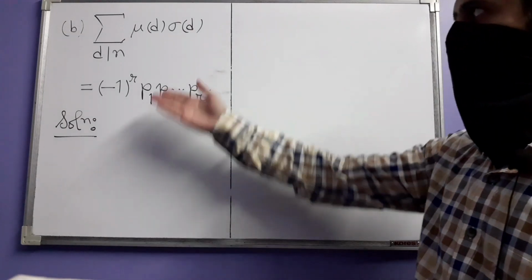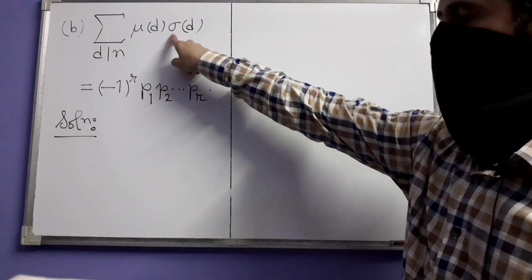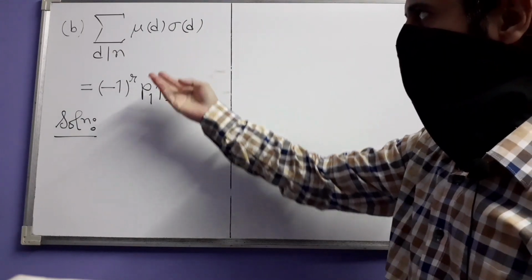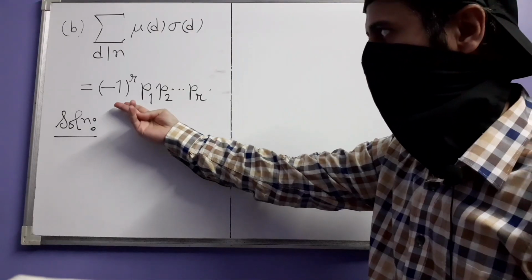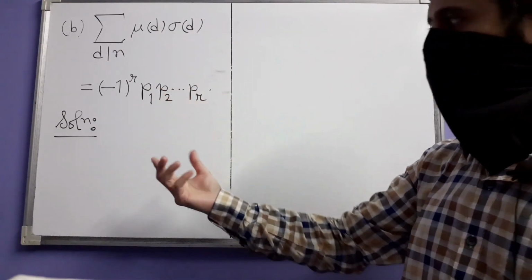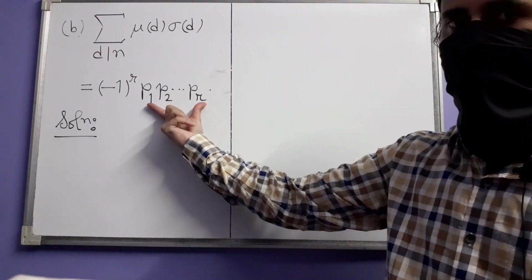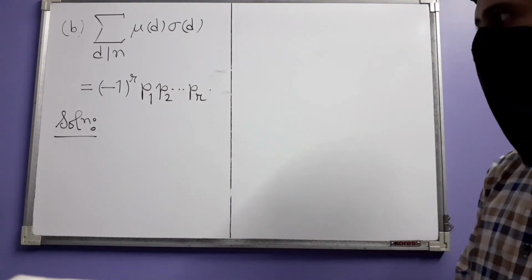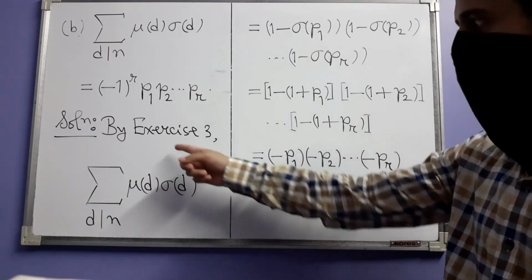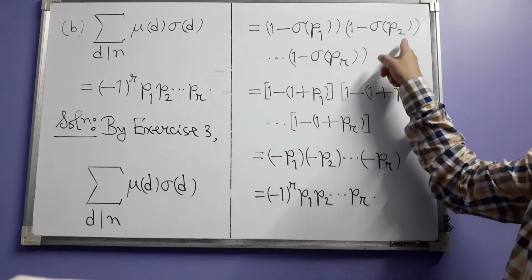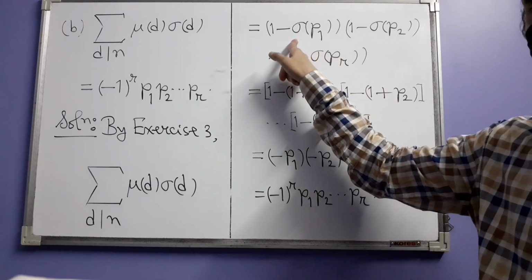Next we have part B, where this time in place of f you have the multiplicative function sigma. And you have to prove that this sum is equal to this product, minus 1 to the power r, like part A, but along with that you have the product of the primes involved in the prime factorization of n. So of course, again by exercise 3, this time the sum equals this product, where now we have sigma.